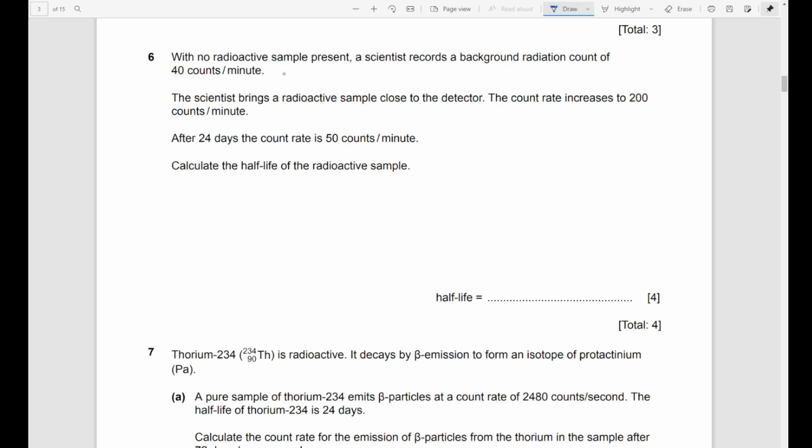For any question, if you find this statement, without any radioactive sample, and then we get readings, although there is no radioactive sample, that means this reading will represent the value for background radiation.